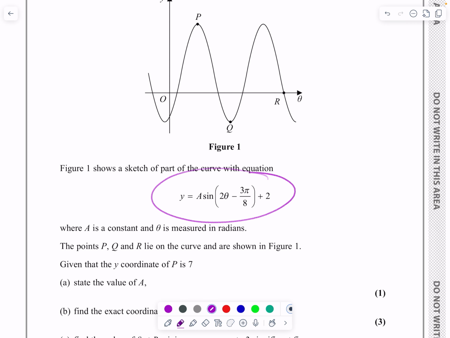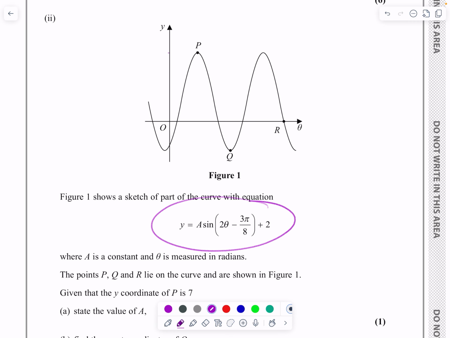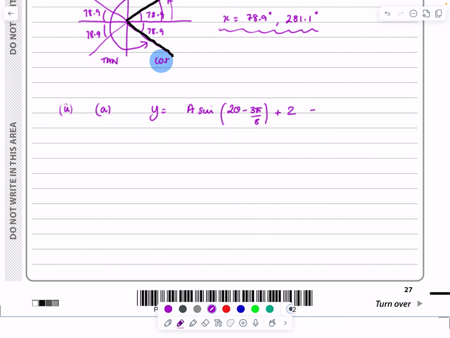We'll just do part a. It says P, the y coordinate of that is equal to 7. Okay, so I know that this is my maximum value. Obviously, by looking at the graph, I can see that value there is equal to 7, and that's going to be one of the maximums for this curve. Well, let's find out what's going on with that. If this is equal to 7, I can rearrange this and say, a sine of 2 theta minus 3 pi over 8. I can just take the 2 over to the other side, and we're going to get that works out to be equal to 5. But I also know this is a maximum from the graph.